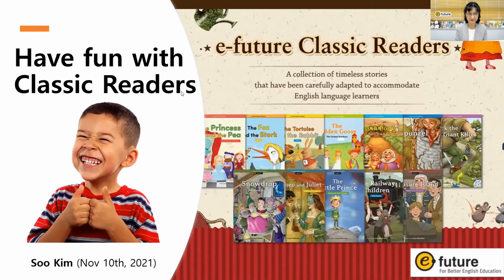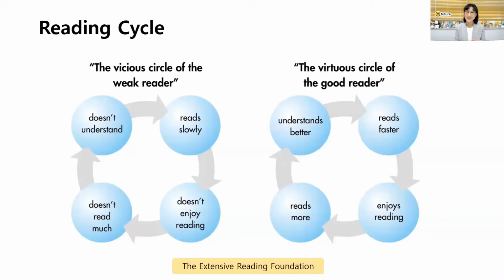Yeah, look at this boy. He looks very happy, right? He's got his 2 thumbs up and he has a big smile on his face, right? I hope you are like this at the end of this webinar, right? So let's look at this reading cycle before we start. Let's look at this one first, the vicious circle of the weak reader.